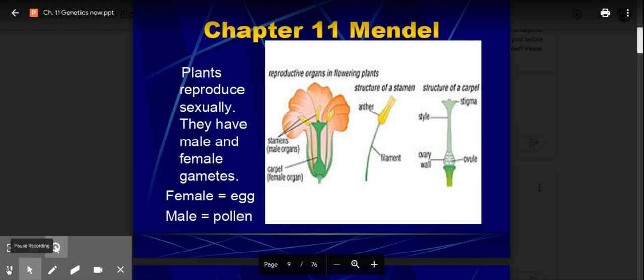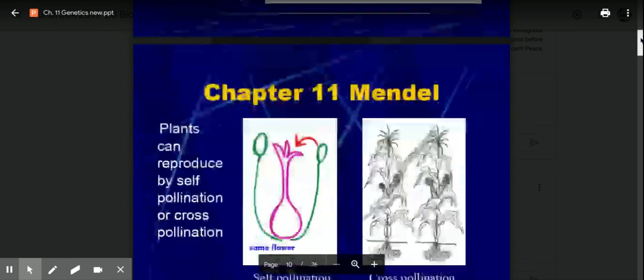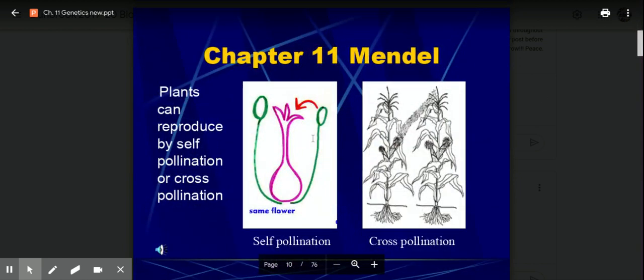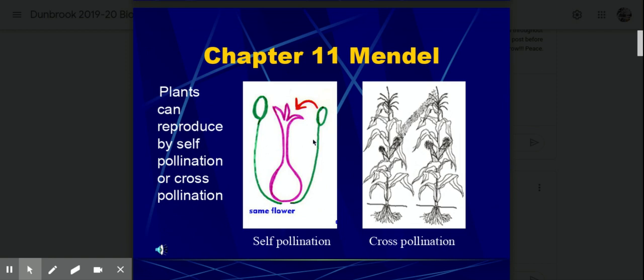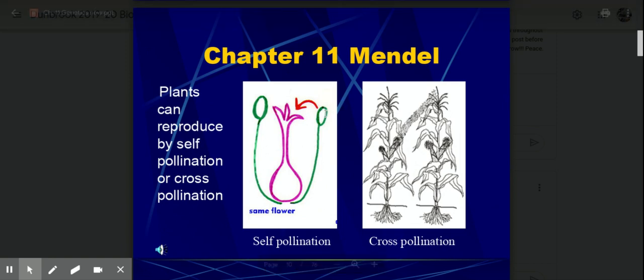So again, big picture, plants reproduce sexually, and therefore they follow the same rules as far as genetics and inheritance goes as a human would, or any other animal for that matter, or any other sexually reproducing organism for that matter. All right, so plants can reproduce by self-pollination or cross-pollination. Now this is a little different than animals and especially people. We can have plants that have both male and female parts within the same plant. So for instance, this one flower here has these stamens and anthers, and these stigma and style and ovaries. Don't worry about those names right now.